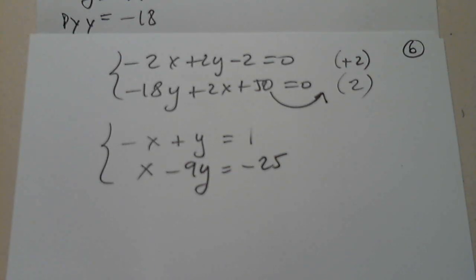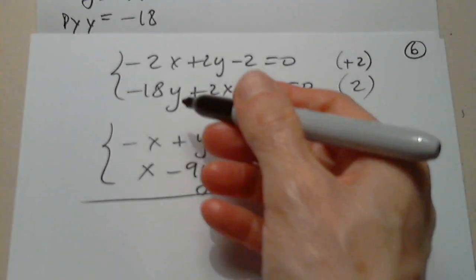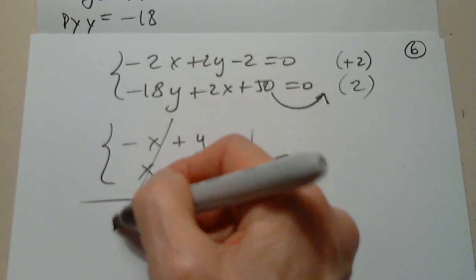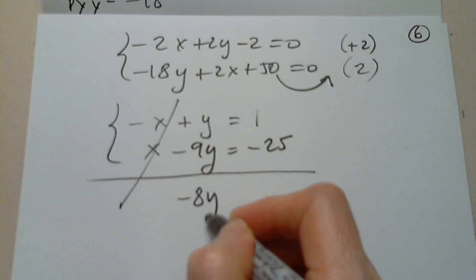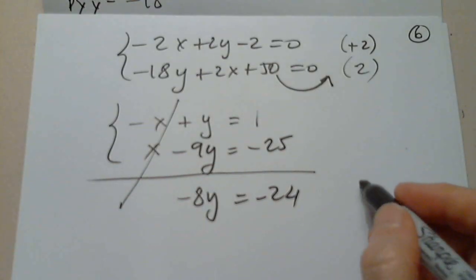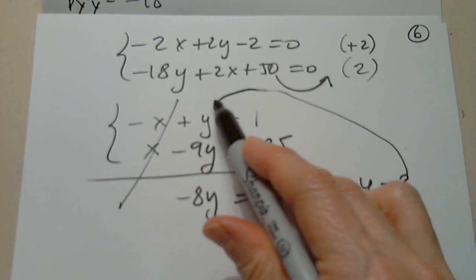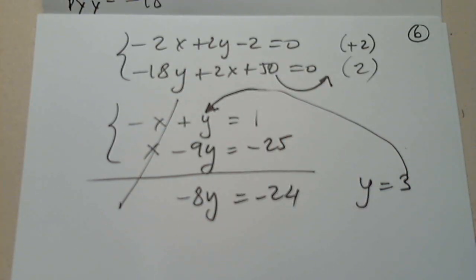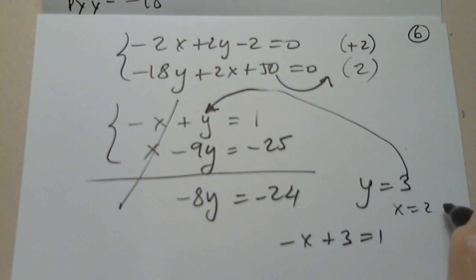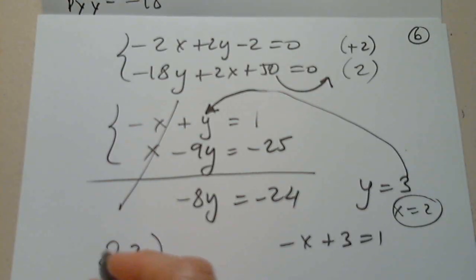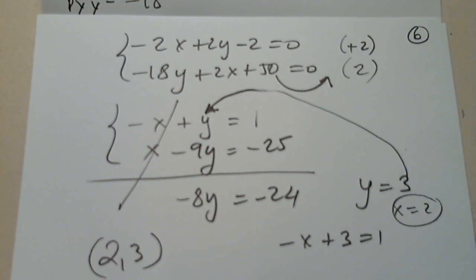Now this at this point is an easy situation because I can use the elimination method. These go away. Negative 9y equals negative 24. I love it. Y equals 3. When I go back and replace y in here by 3, I have to find x. So negative x plus 3 equals 1 means negative x equals negative 2 or x equals 2. So I have (2, 3) is the critical point.